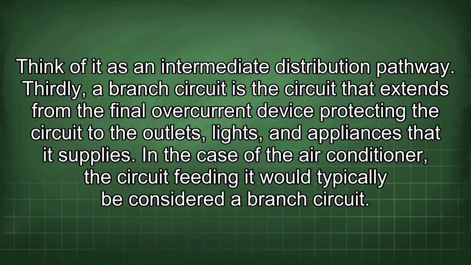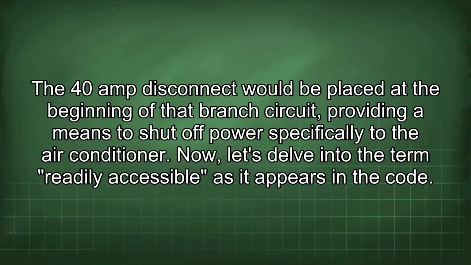Thirdly, a branch circuit is the circuit that extends from the final overcurrent device protecting the circuit to the outlets, lights, and appliances that it supplies. In the case of the air conditioner, the circuit feeding it would typically be considered a branch circuit. The 40 amp disconnect would be placed at the beginning of that branch circuit, providing a means to shut off power specifically to the air conditioner.